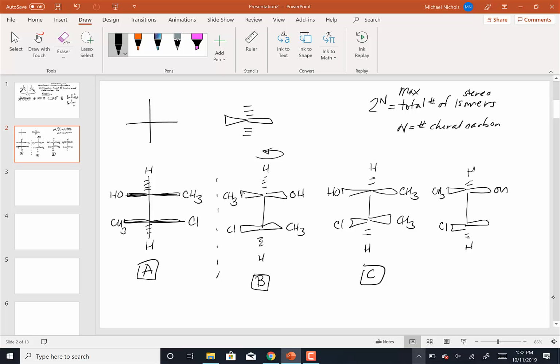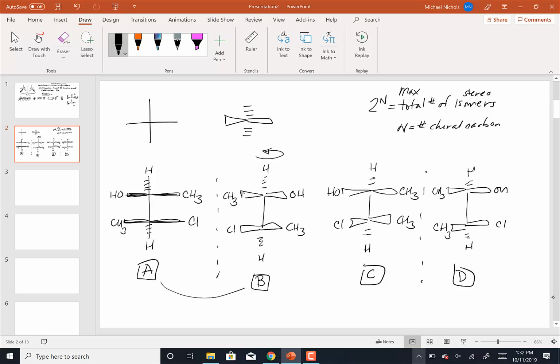Which I did not do. There we go. So there's D. D is now the mirror image of C. Okay. So we have 4 molecules. In this case, none of them are superimposable.